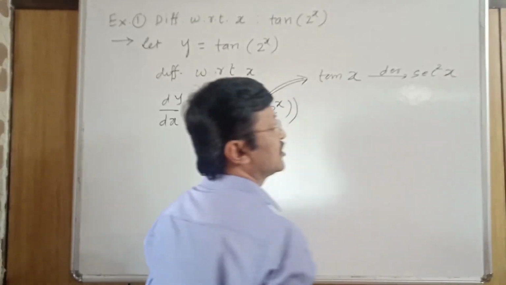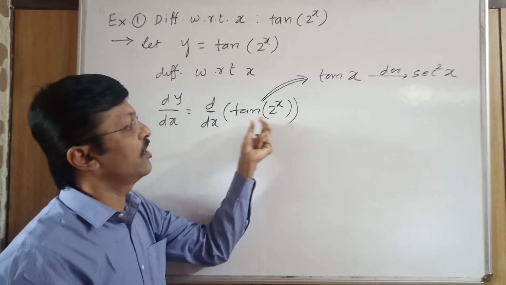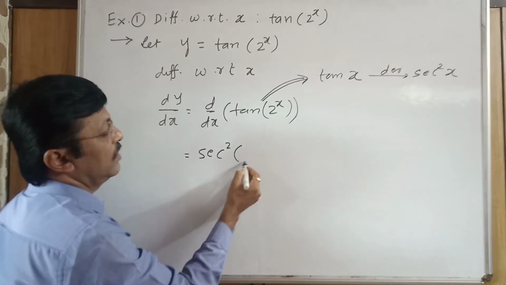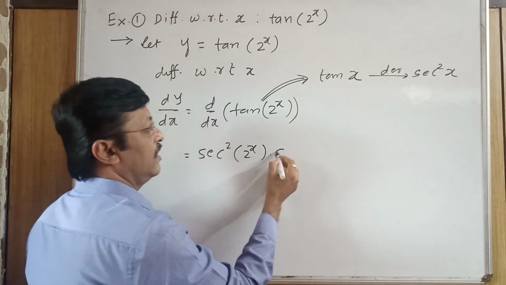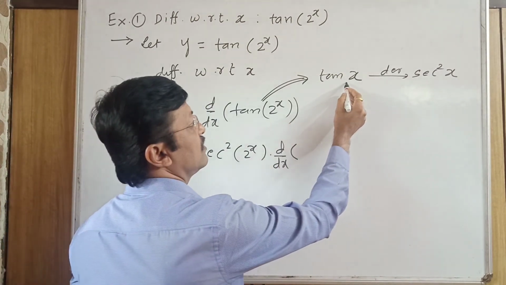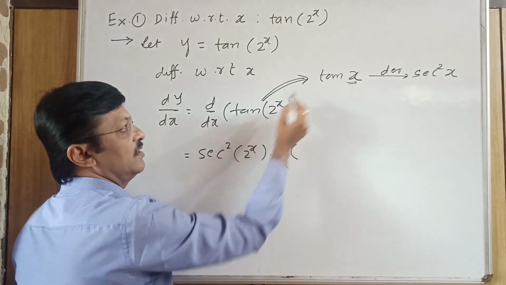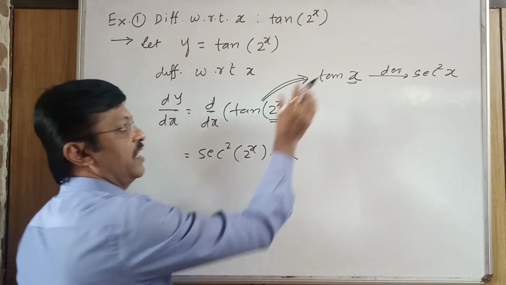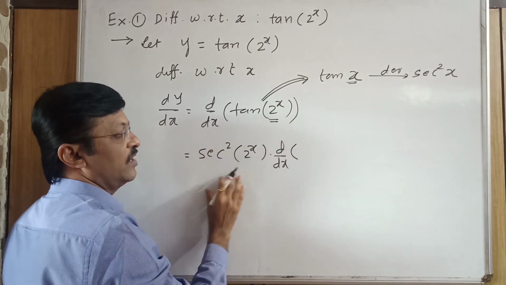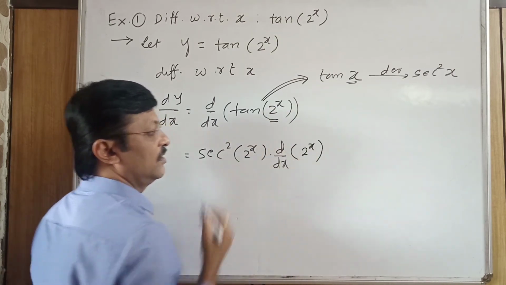sec square x. So like we write derivative of tan x is sec square x, in the same manner the derivative of tan of 2 raised to x will be sec square 2 raised to x into, then multiply it by d by dx of the replacement of x when you compare tan x and tan 2 raised to x. What is x replaced by? 2 raised to x. So multiply this sec square 2 raised to x by d by dx of the replacement of x, which is d by dx of 2 raised to x.